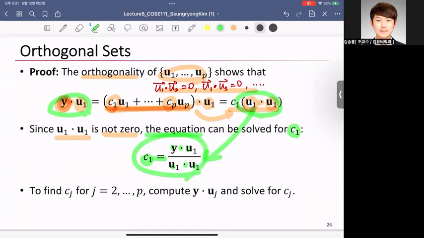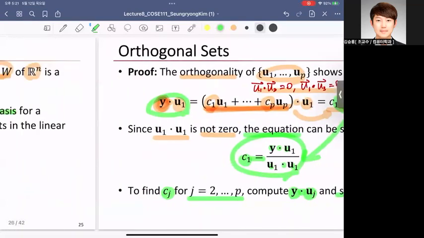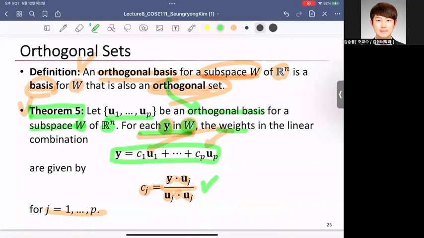To find cj for j equal to 2, j equal to 3, and so on, compute y inner product uj and solve for cj. Then we can generally find the solution cj is equal to y inner product uj over uj inner product uj. What does it mean? Why do we have to discuss this here?